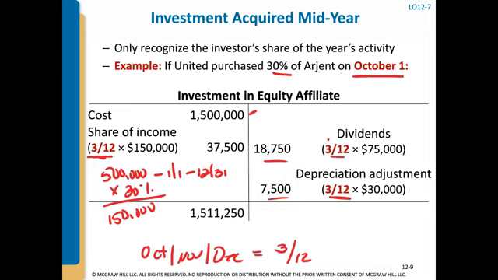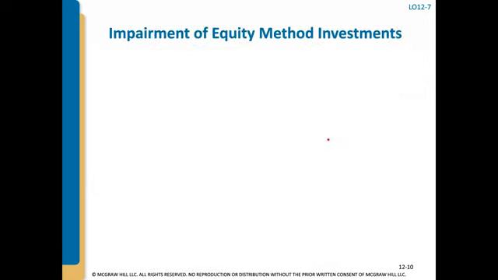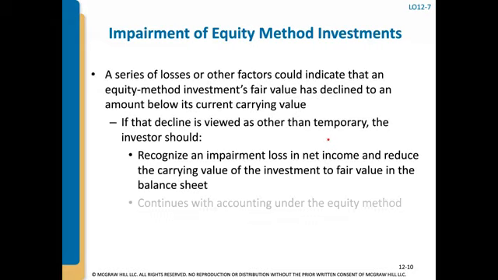We would take our share, so you'd have to multiply by 30% and then prorate it for the amount of days that we own it during that year. So in that situation, our net investment at 12/31/27 would be $1,511,250 if we had acquired that stock on October 1.